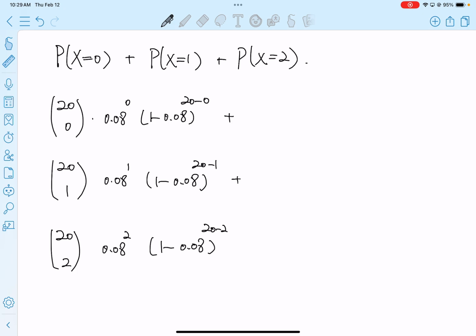Okay, so now if you plug in k for 0, 1, and 2 in the probability mass function, you will get the probability that you get exactly 0, exactly 1, and exactly 2.